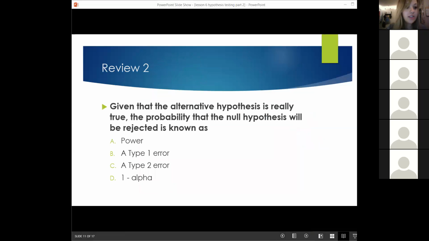All right, number 2. Let's try this. Given that the alternative hypothesis is really true, the probability that the null hypothesis will be rejected is known as what? Go ahead and try this one.